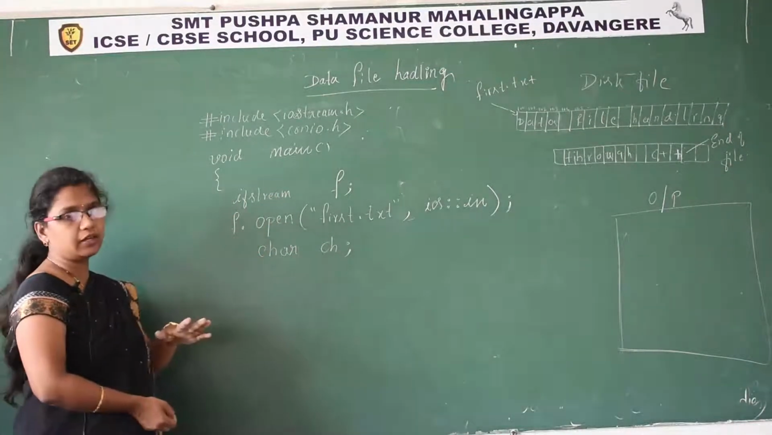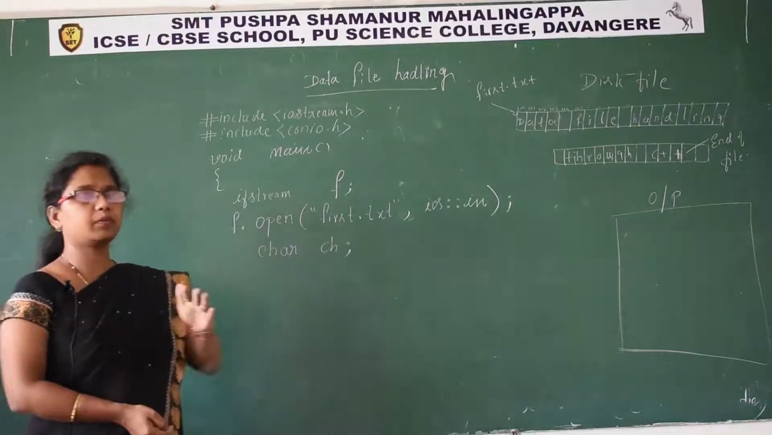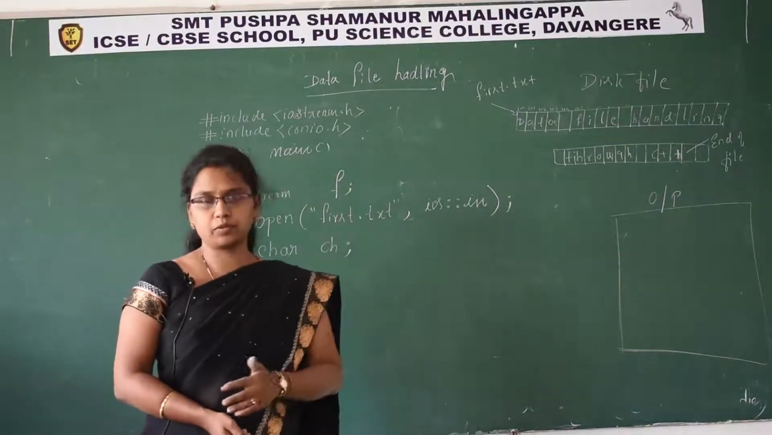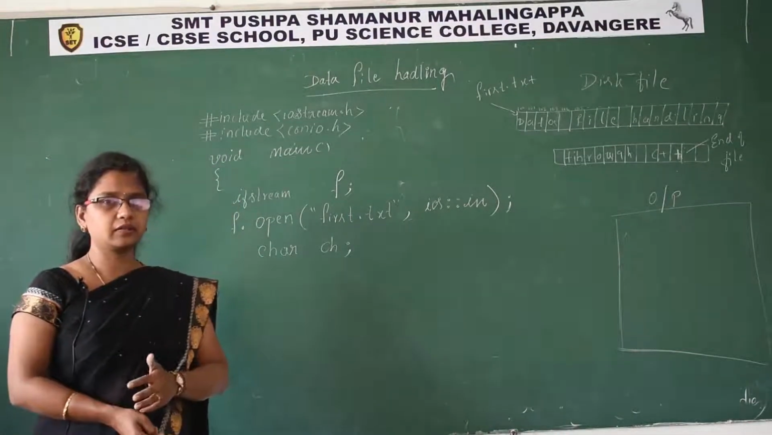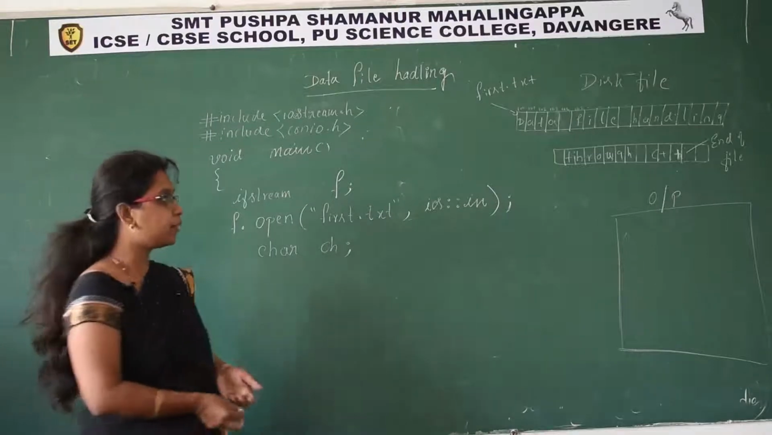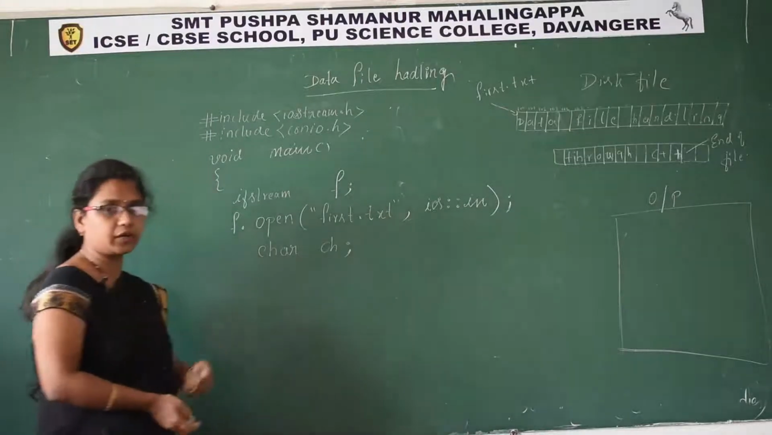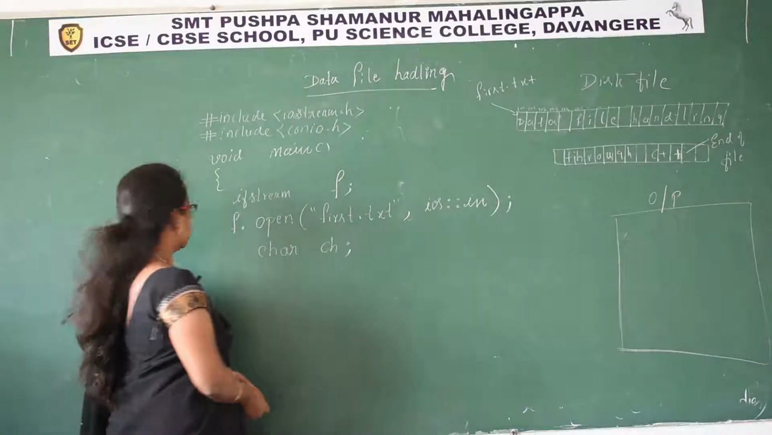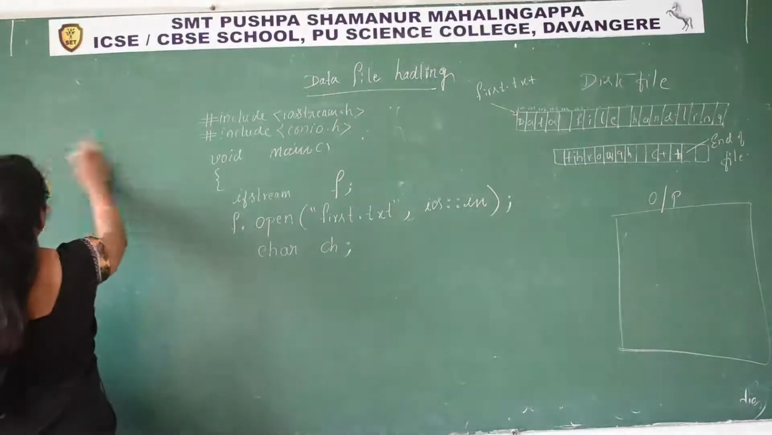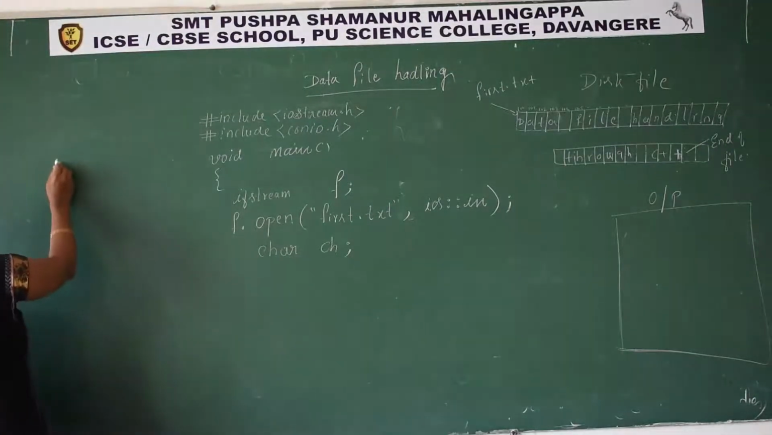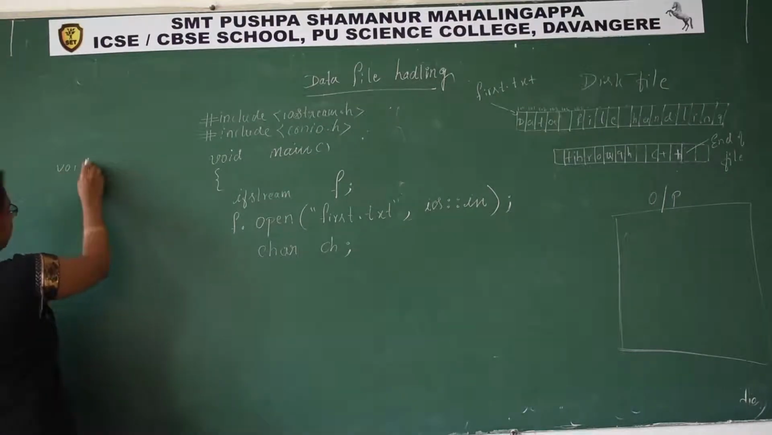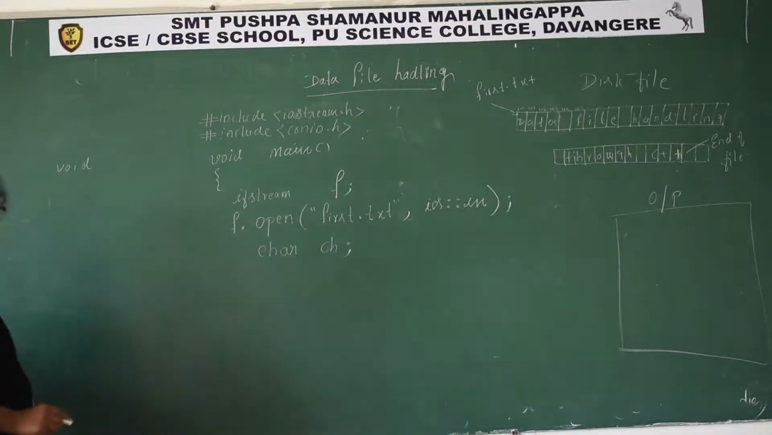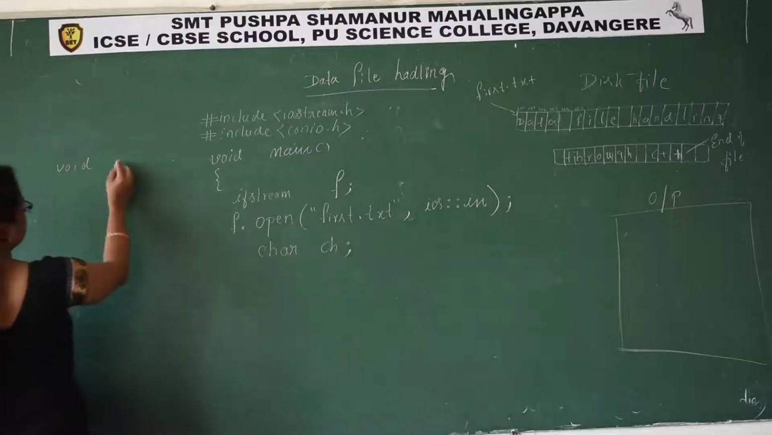Instead of a file, if I want to read character by character from the keyboard, how to write it? Character by character reading from the keyboard, how do we use it? Here I'll show you. Assume you are going to read a text character by character from the keyboard.